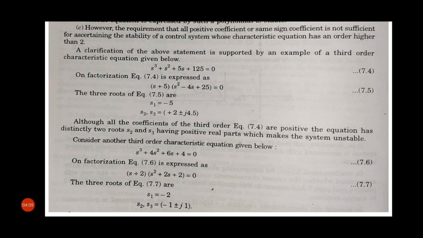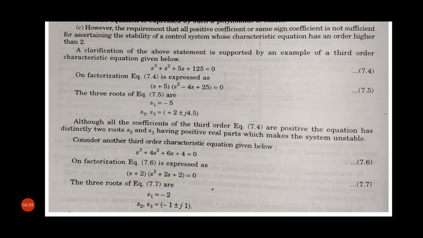to 0. On factorization, this equation is expressed by s plus 5 into s square minus 4s plus 25 equal to 0. So this is a third order characteristic equation, and obviously there are three roots. The roots are s1, s2 and s3. The first root, s1, is equal to minus 5, and s2 and s3 are plus 2 plus minus j4.5. Okay.